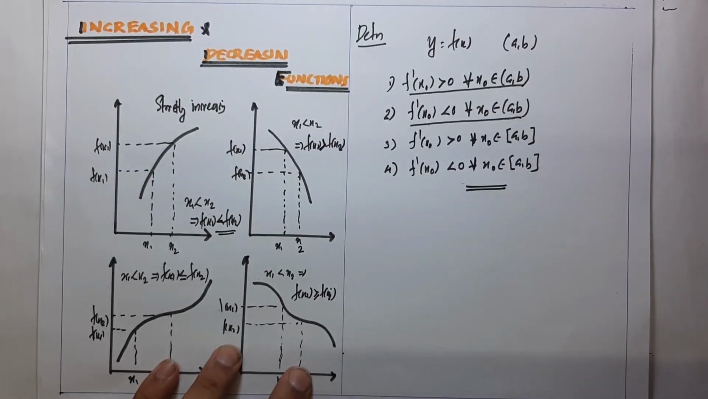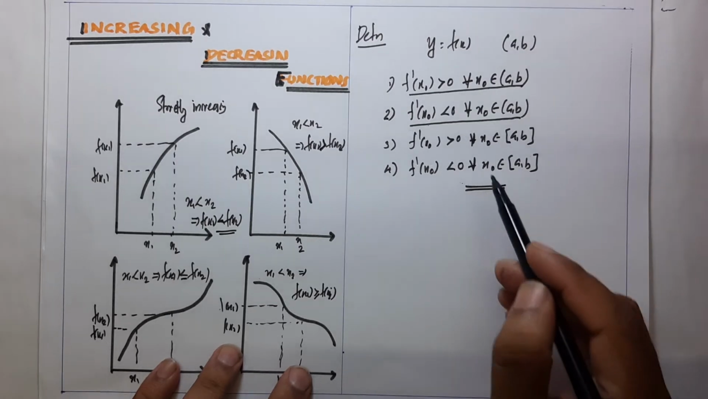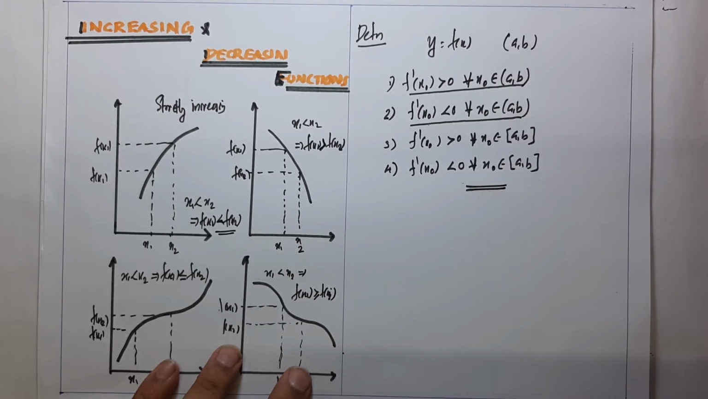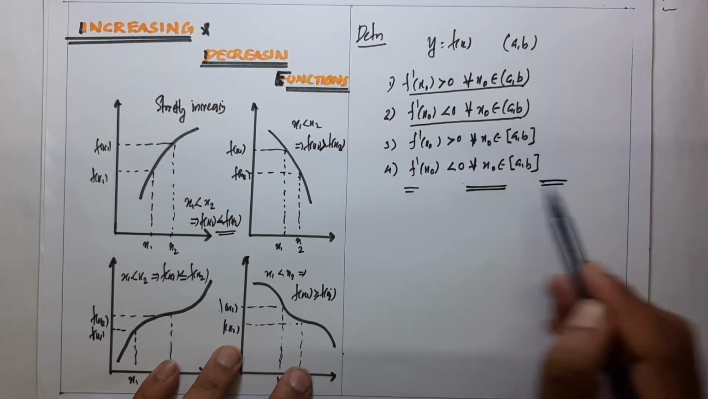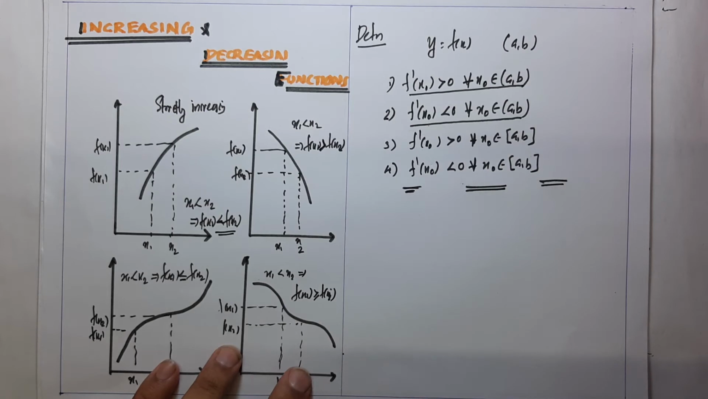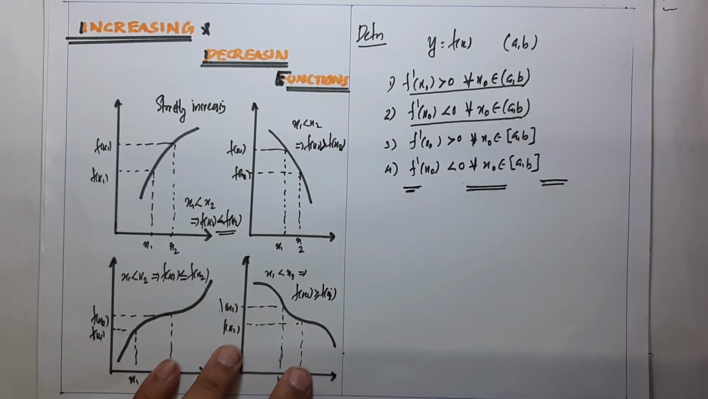A function is said to be strictly increasing if f dash x0 is greater than 0 for all x0 element of open interval AB, and is said to be strictly decreasing if f dash x0 is less than 0 for all x0 element of open interval AB. Just a simple definition. Okay, now we discuss how to find increasing and decreasing functions using problems. It's a very important section.